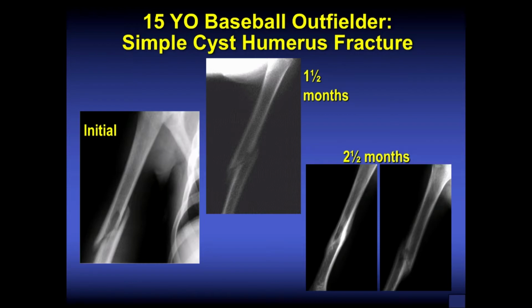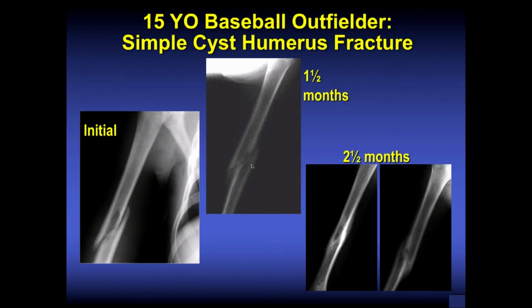The initial x-ray is on the left, and you can see a little suggestion of maybe there is more lucency here. So if you see this injury with very little trauma other than throwing, think about an underlying pathologic fracture, and in this individual, it was a simple cyst. It can be a little hard if you see them when they already have a sugar tong or plaster on.